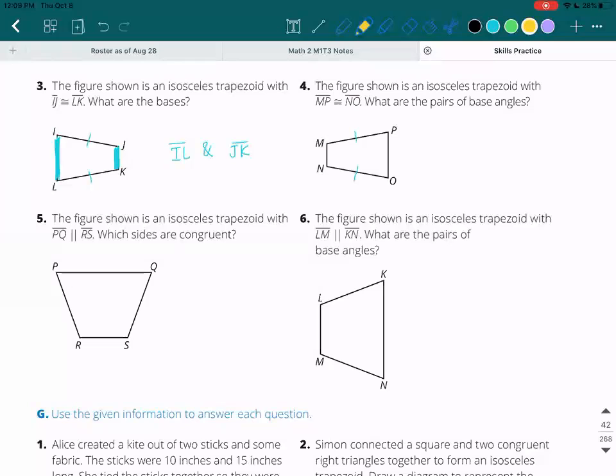So let me show you the base angles. This is one of your base angles. This is your other pair of base angles. Let's start with the yellow base angles. Can you guys name, using 3 letters each, those yellow base angles?